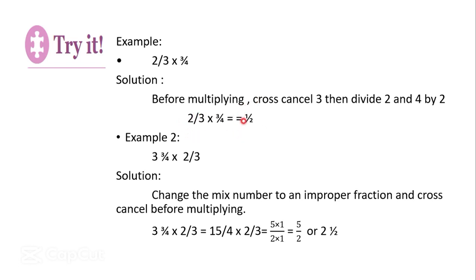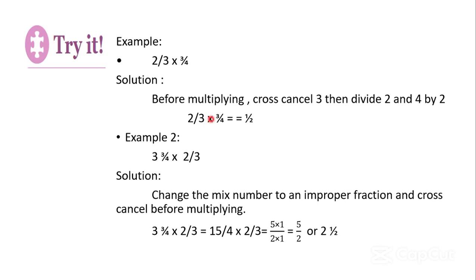So by using cross-canceling, it lessens our process. It is simpler. And if our numbers are much bigger, we will have a harder time finding the number by which both of them can be simplified.